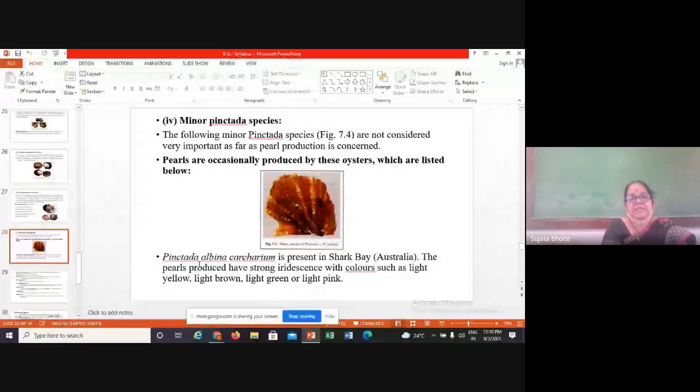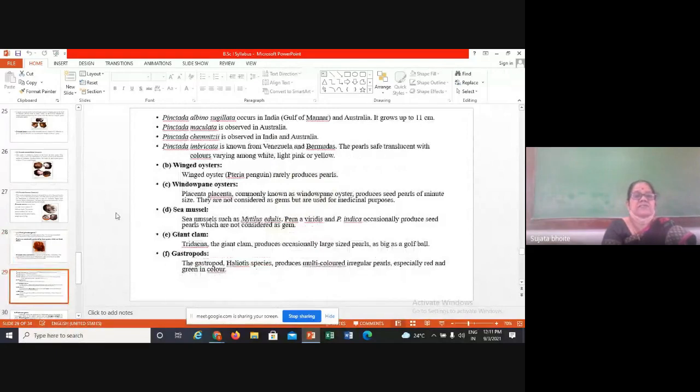These species are present in shark bay. The pearls produced have strong iridescent colors, such as light yellow, light brown, light green or light pink. This is the minor species Pinctada albina, sugillata. It is found in India, Gulf of Mannar, and Australia.